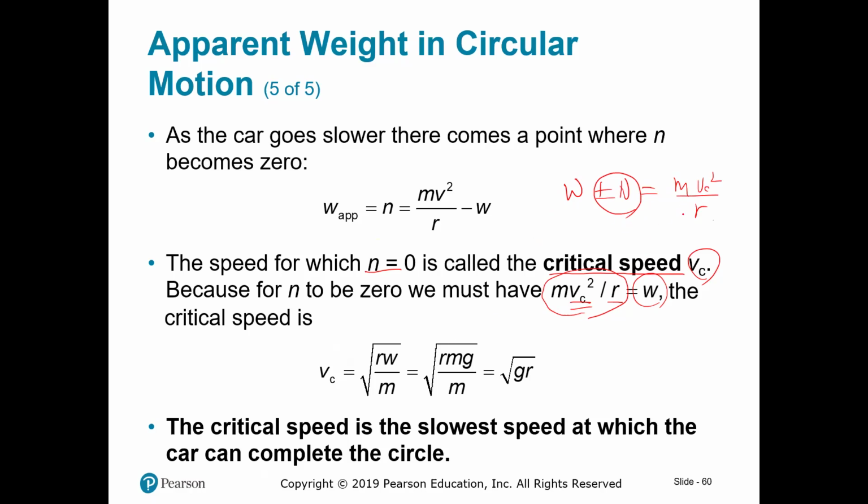So your vc, I'm sorry, this is vc. vc is simply r times W divided by m in the denominator, and then the square root of it, right? So then you see vc will be the square root of gR, and you will see later we'll use this formula a few times, okay? So the critical speed is the slowest speed at which the car can complete the circle.